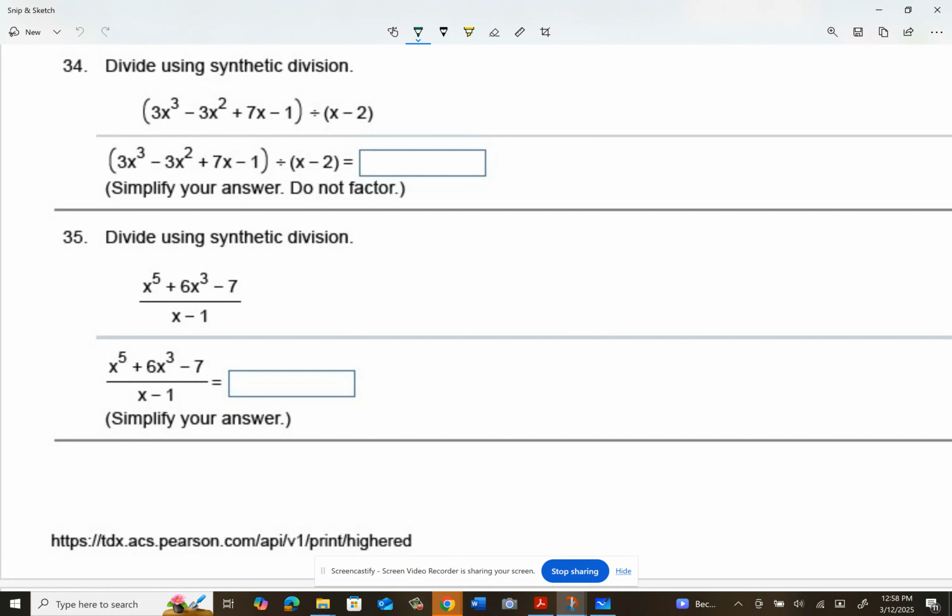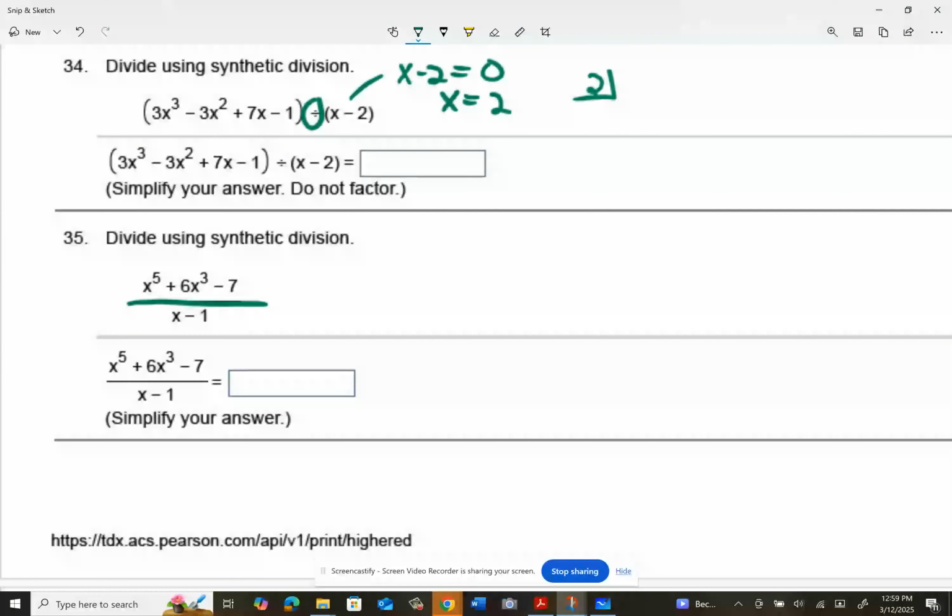Okay, so there's two ways you might write a division problem. One of them is using the divided sign like that. One is using that horizontal fraction bar. Both of them are just division. So when you're doing this, you're going to be taking the x minus 2 and thinking what the 0 would be associated with that. Thinking about x minus 2 equal to 0 would mean x would equal 2. So 2 is going to go in the box.